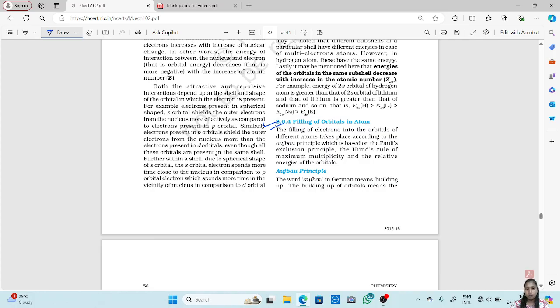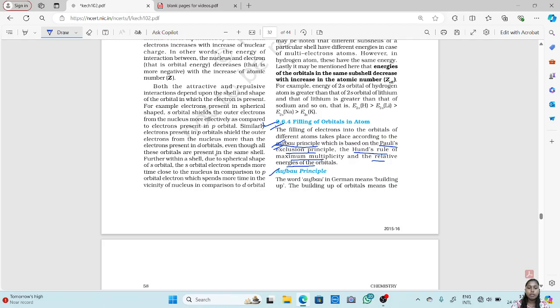Now the filling of electrons into the orbitals of different atoms takes place according to the Aufbau principle, which is based on Pauli's exclusion principle, Hund's rule of maximum multiplicity, and relative energies of the orbitals. These are the 4 points on the basis of which the electrons are filled in the orbitals. So we'll see all these 4 principles in this video: the Aufbau principle, Pauli's exclusion principle, Hund's rule of maximum multiplicity, and relative energies of the orbitals.